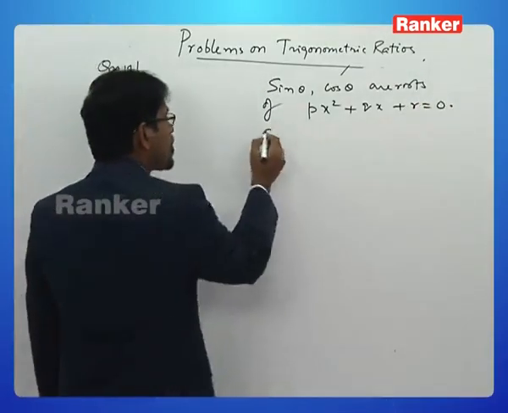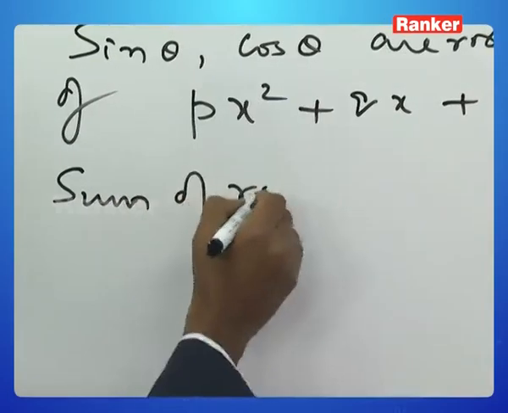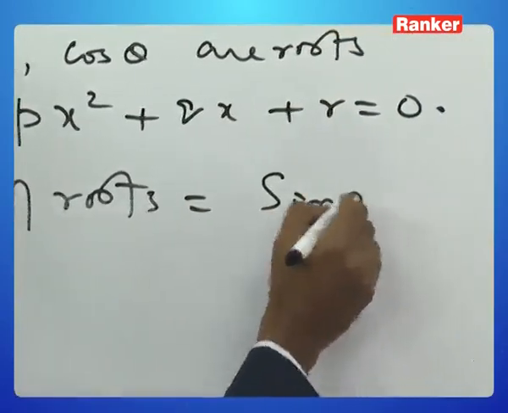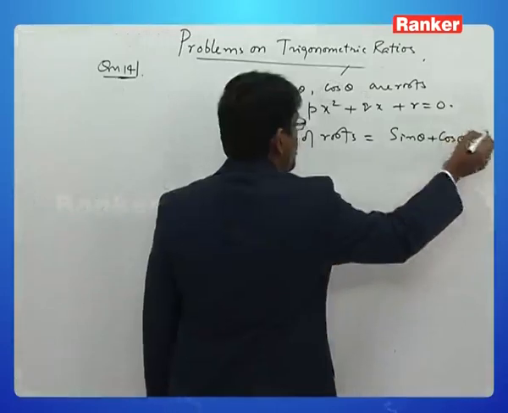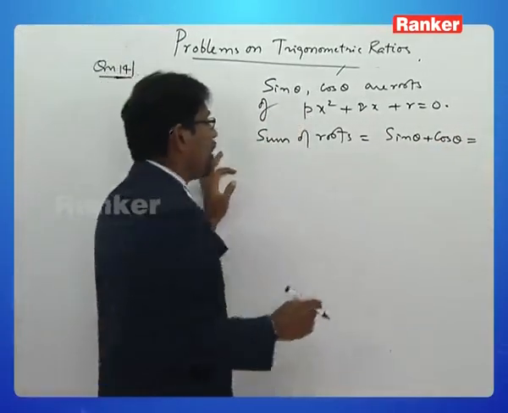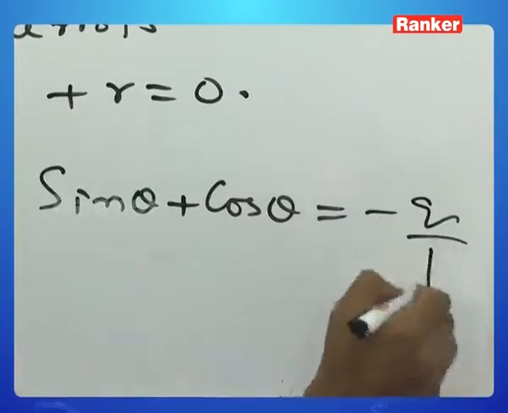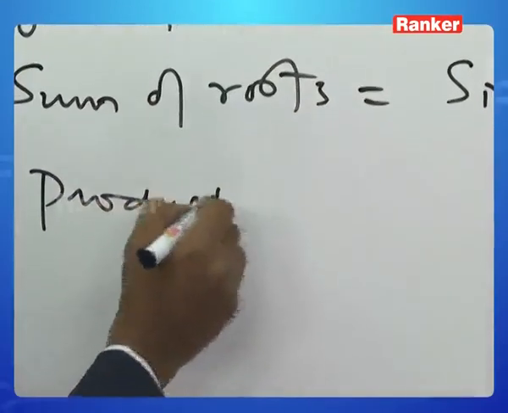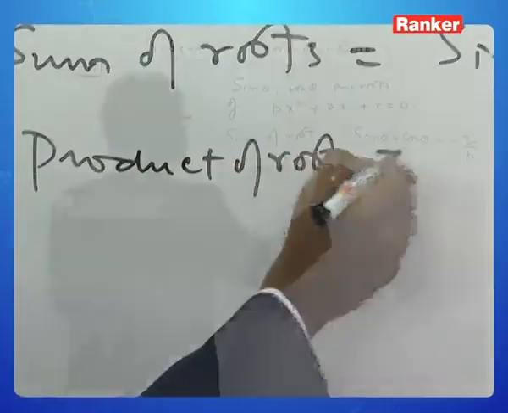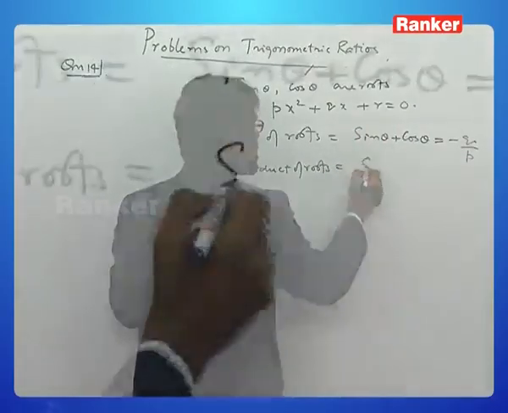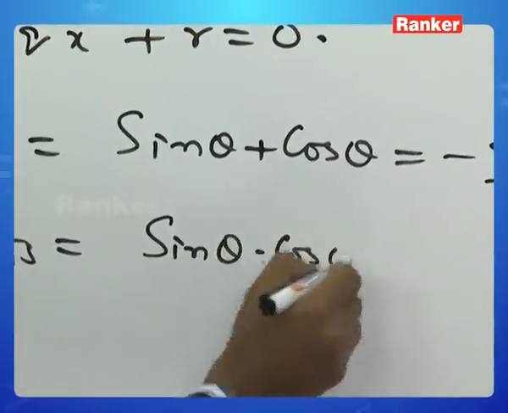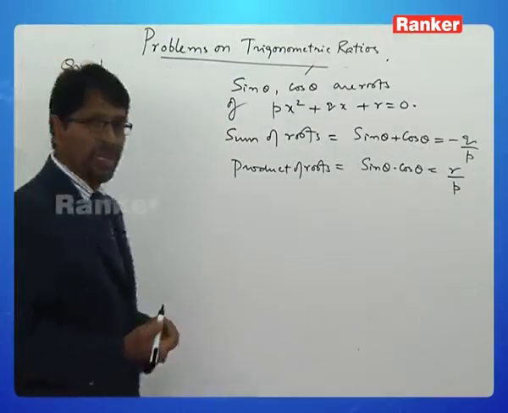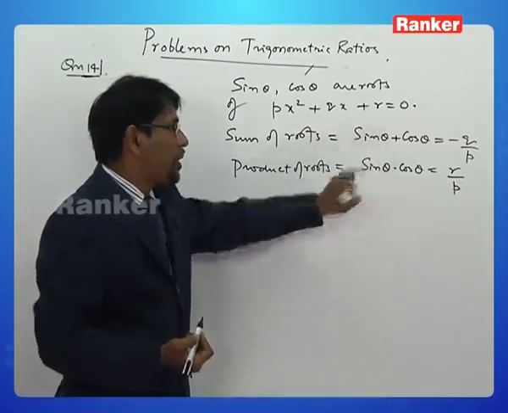So let's go for the sum of the roots. Sum of roots, what is that? Sin theta plus cos theta. What is the sum of roots of the quadratic equation? Minus of the coefficient of x by coefficient of x squared, that is minus q by p. Product of the roots is the constant term by the coefficient of x squared, that is sin theta into cos theta is therefore equal to r by p. Okay.